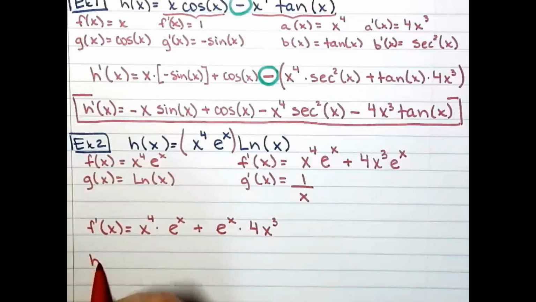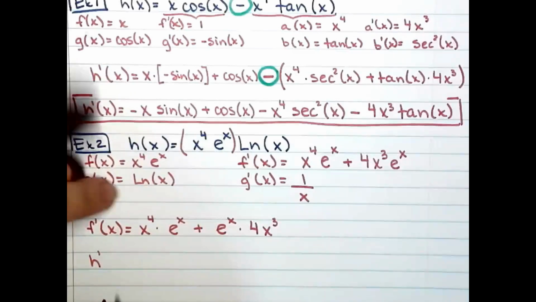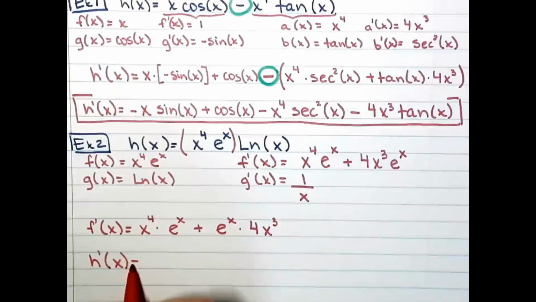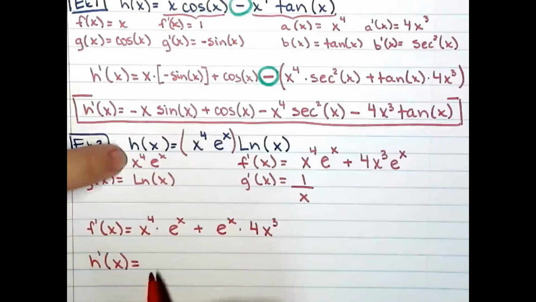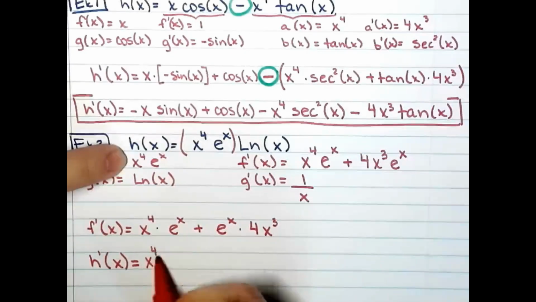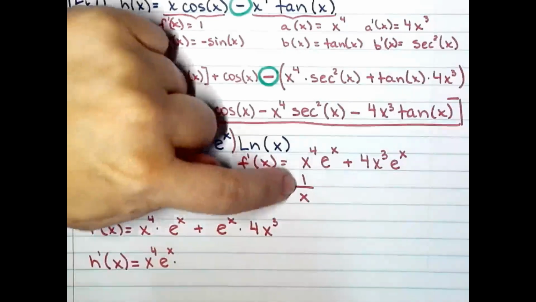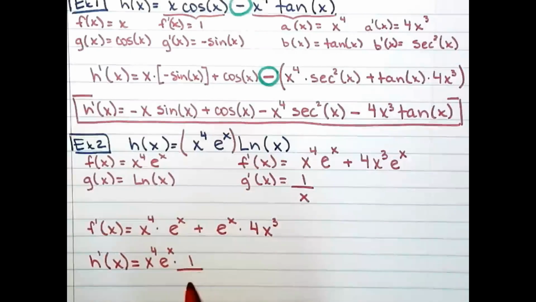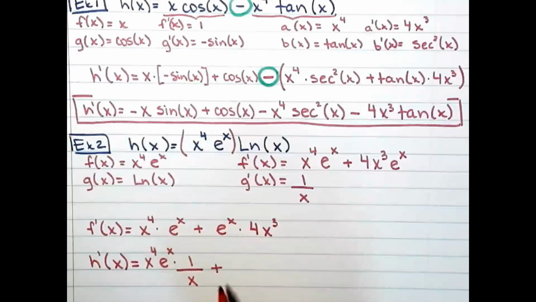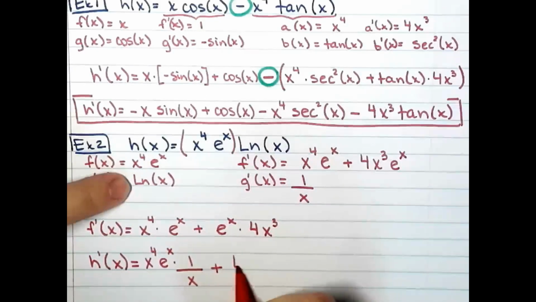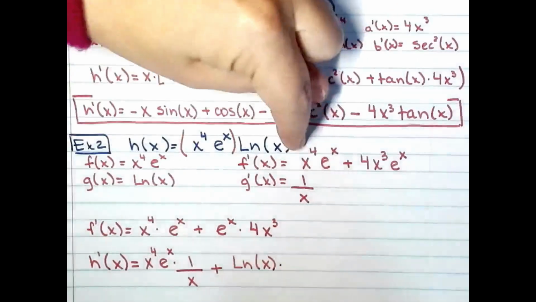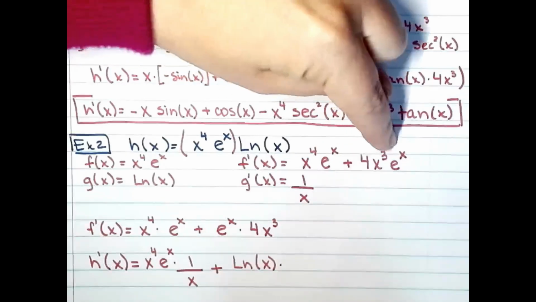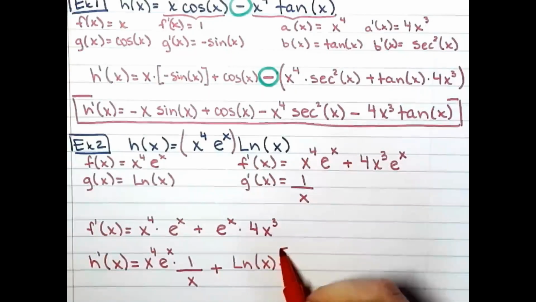Now I'll bring it all back together. Now I have everything I need. So f right there times g prime. G prime is 1 over x, plus g, is natural log of x, times f prime. F prime is all this right there.